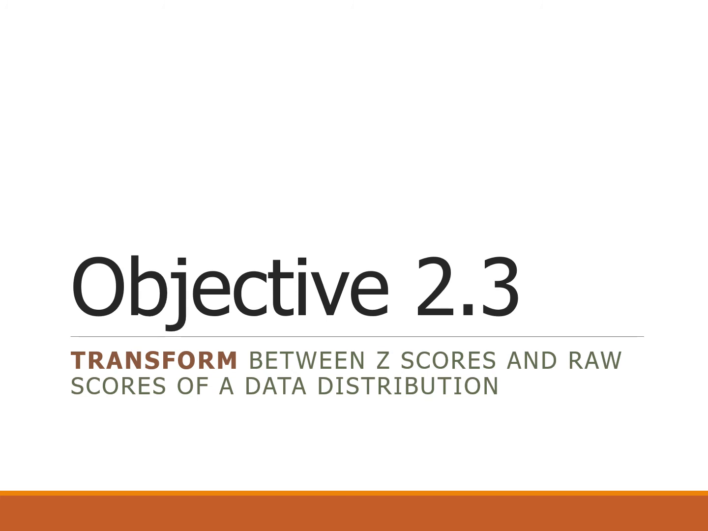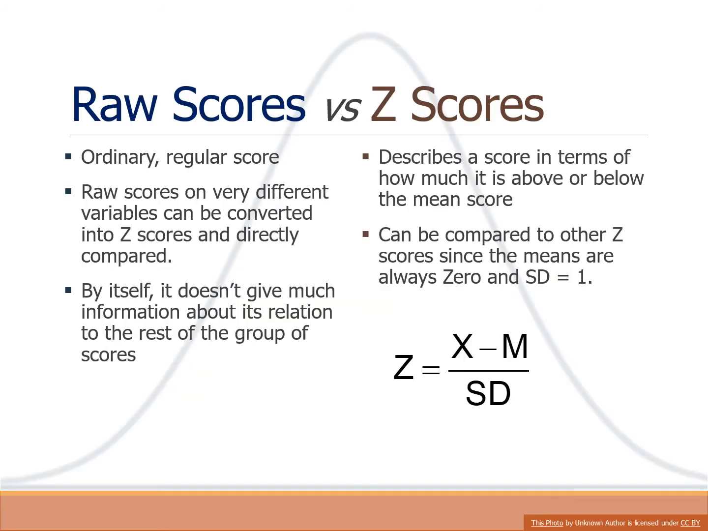All right, now let's talk about transforming between z-scores and raw scores. I need to show you how to create a z-score. Let's talk about what the difference is between z-scores and raw scores. Now, a raw score is what we were talking about with the number of years that the mayors had been in office. It's just an ordinary, regular score. They can be very different on different variables. You might get a 3 on one thing and a 72 on something else, and you have no idea what they mean. By themselves, they don't give much information.